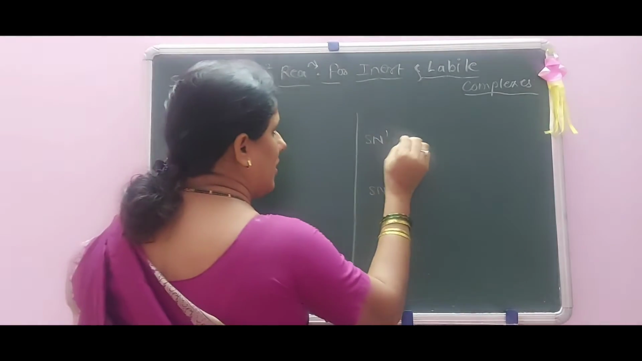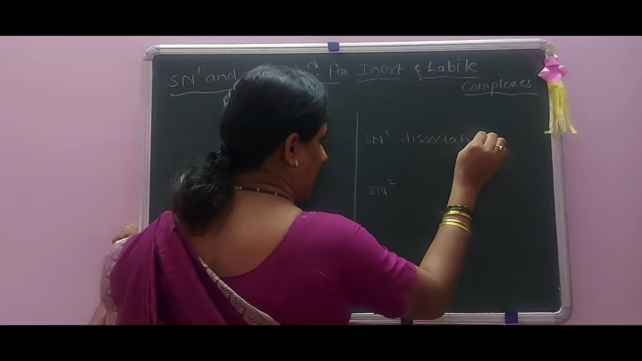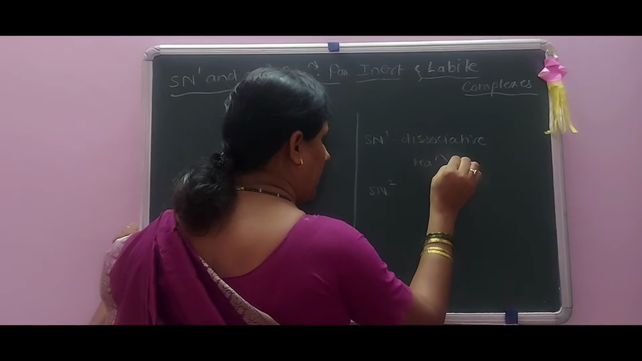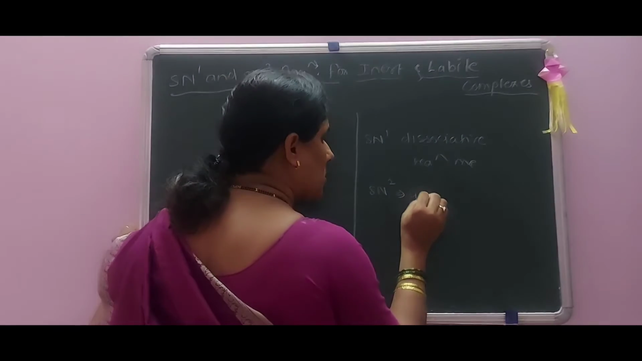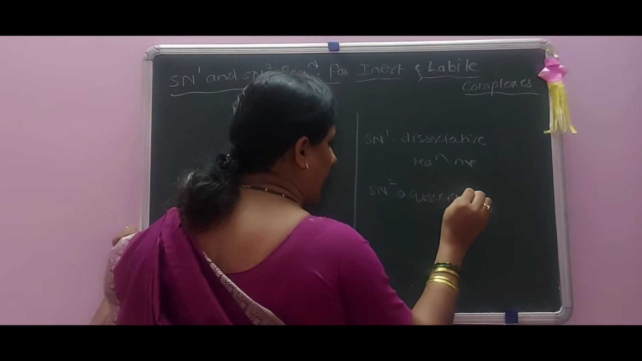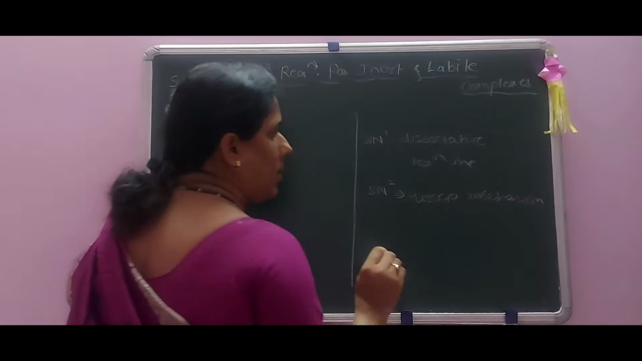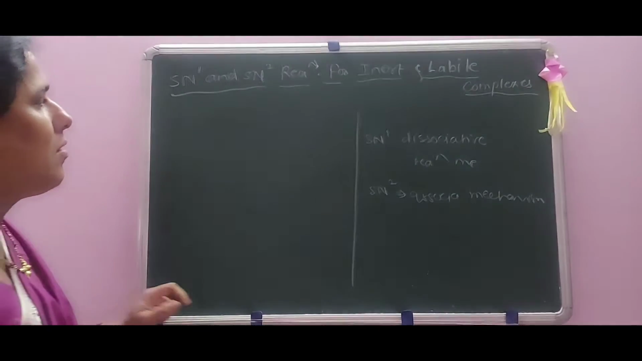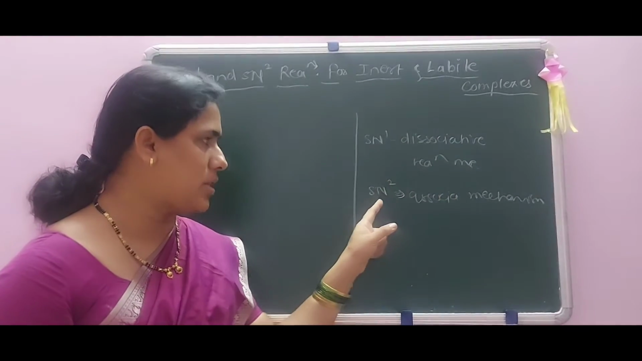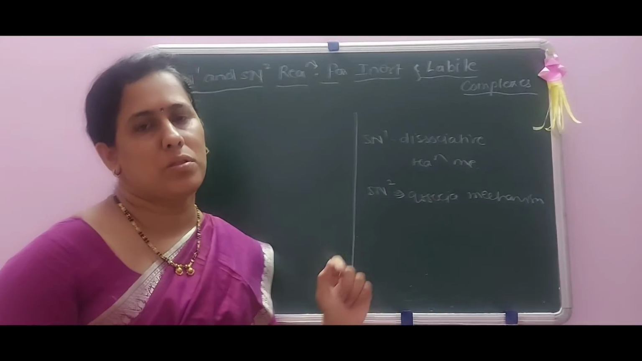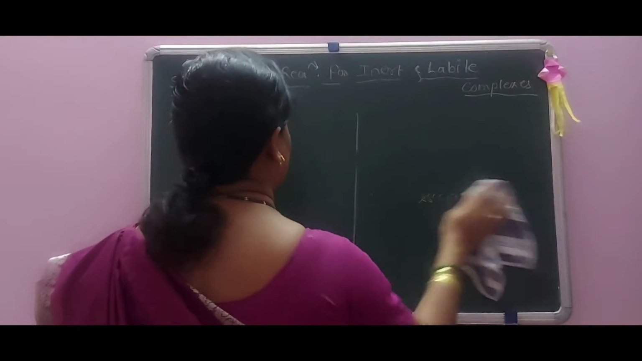SN1 means the dissociative reaction mechanism. And SN2 means the associative mechanism. For that purpose, we must know this: SN1 means dissociative reaction mechanism, SN2 means associative reaction mechanism. Okay. Now we are going to start.